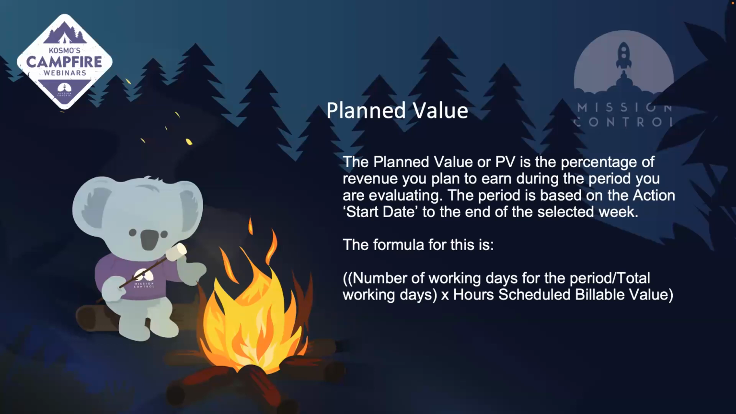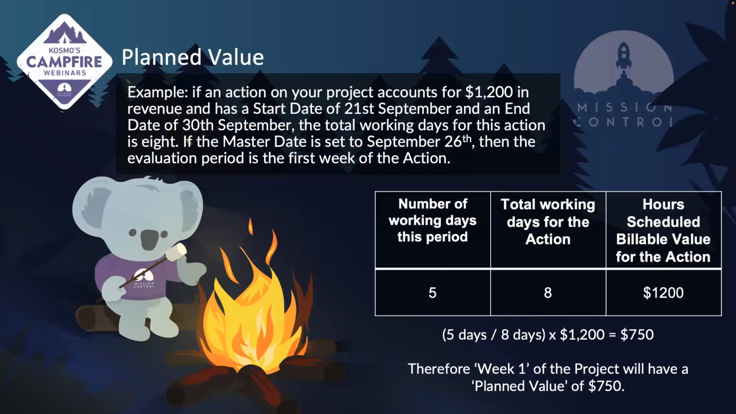And then next, we're going to break this down in an example. So if I have an action on my project that accounts for $1,200 in revenue, and it has a start date of the 21st of September and an end date of the 30th of September, the total working days for this action is 8. If the master date is set to September 26th, then the evaluation period is the first week of the action. So if I set the master date on September 26th when I'm viewing the PMO dashboard, then the evaluation period would be around the end of the 21st.